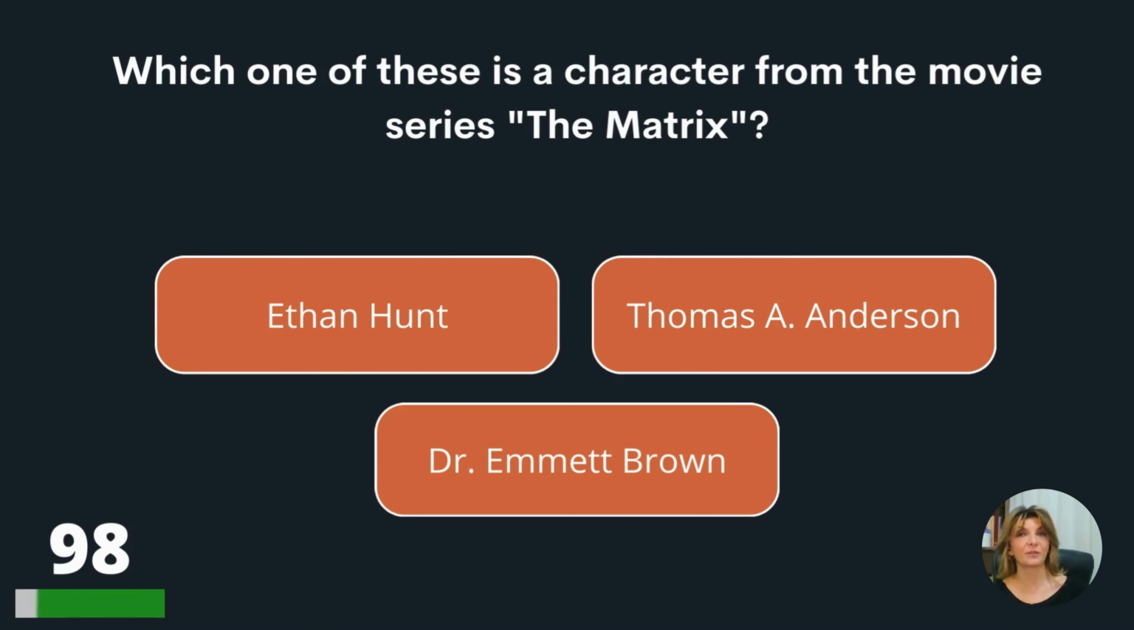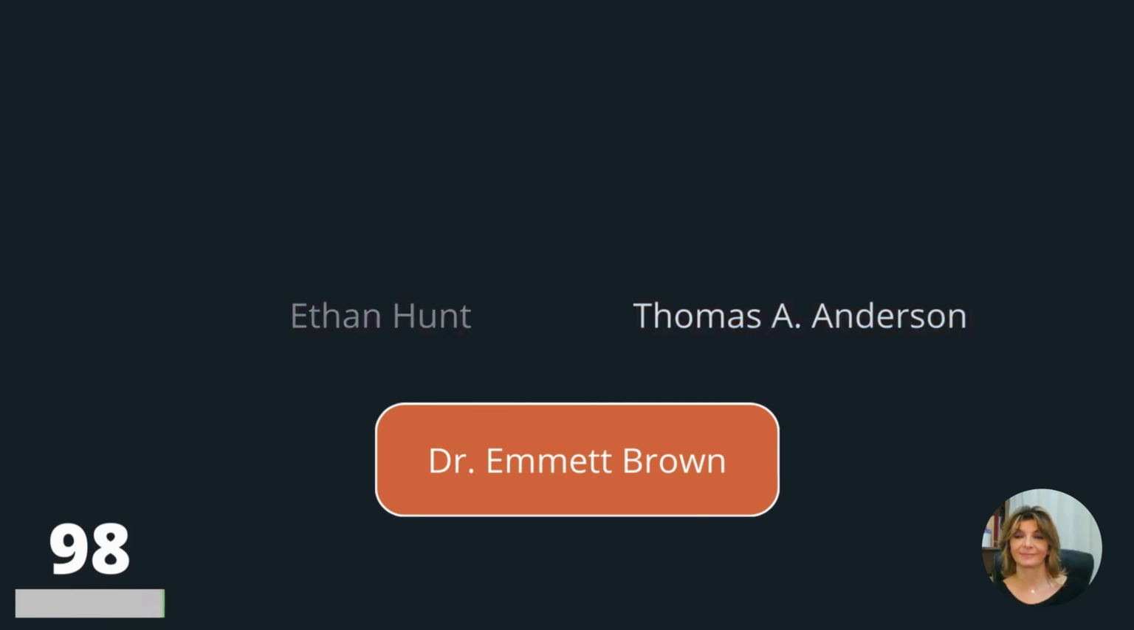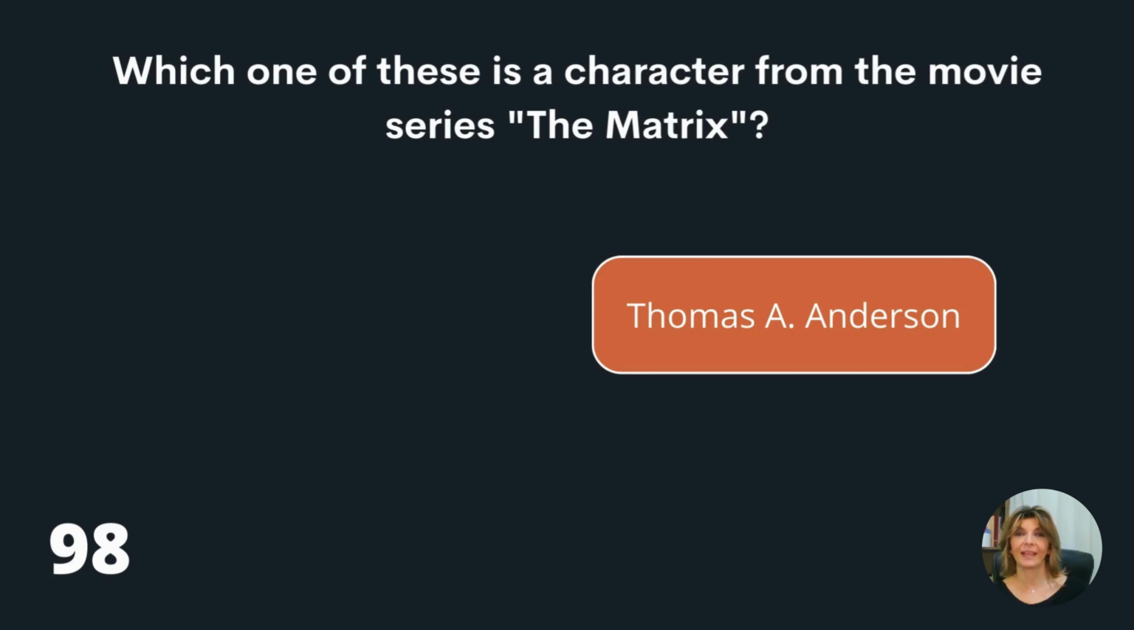Which one of these is a character from the movie series The Matrix? Ethan Hunt, Thomas A. Anderson, or Dr. Emmett Brown? Thomas A. Anderson.